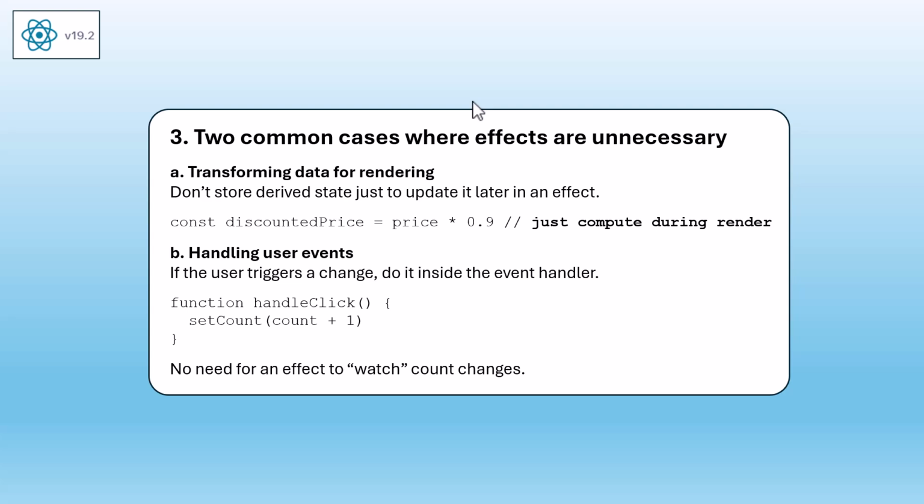Handling user-driven events. If the logic should run because the user clicked a button or submitted a form, then the event handler is the right place. If you wait for the effect to run, you lose context. You may not know which event triggered it, and you risk running logic at times when it shouldn't run, for example, when the component mounts. By recognizing these patterns, you free yourself from overusing effects and improve your component flows.